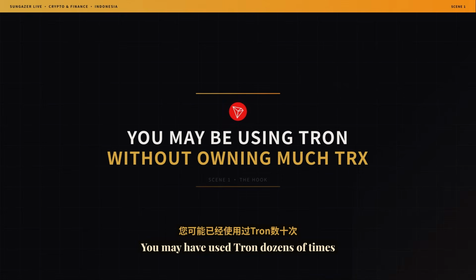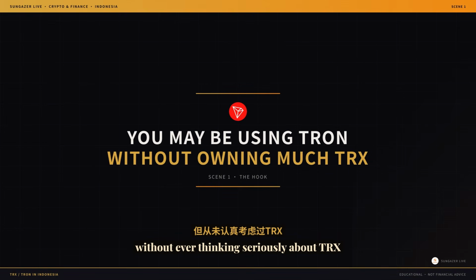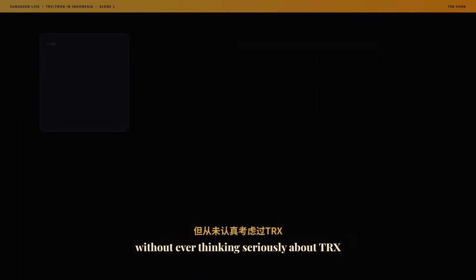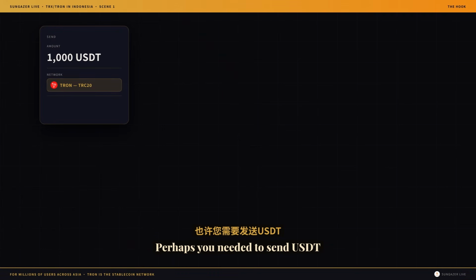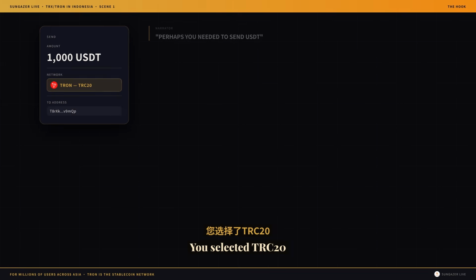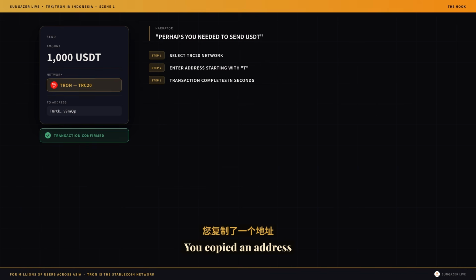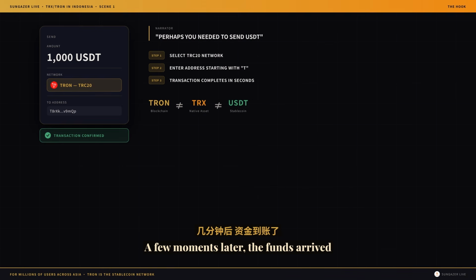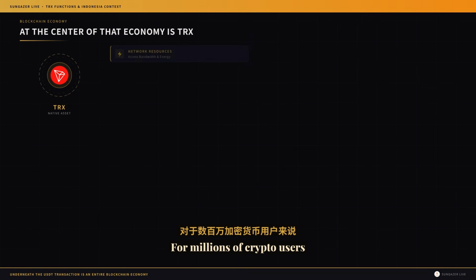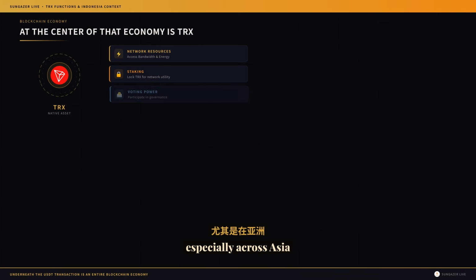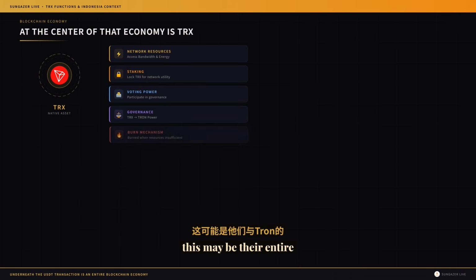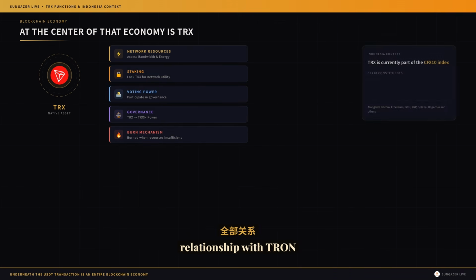You may have used TRON dozens of times without ever thinking seriously about TRX. Perhaps you needed to send USDT. You selected TRC20. You copied an address beginning with the letter T. You sent the transaction. A few moments later, the funds arrived. And that was it. For millions of crypto users, especially across Asia, this may be their entire relationship with TRON.